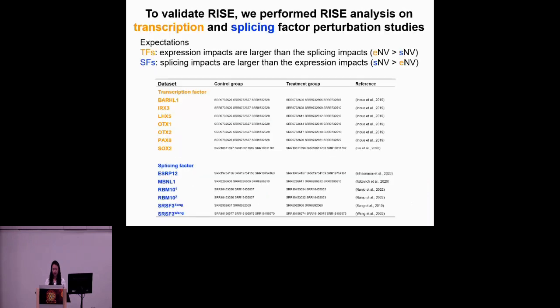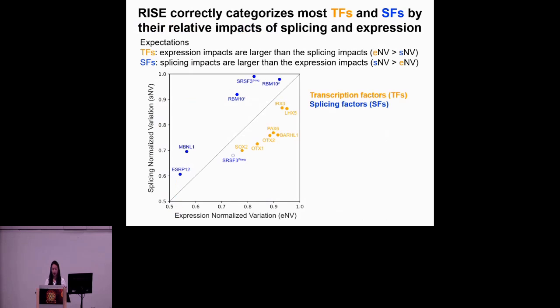In order to validate RISE, we performed RISE analysis on several transcription and splicing factor perturbation studies. Take a transcription factor as an example: when it is knocked down or overexpressed, you would expect to see larger changes in expression than in splicing. Likewise, we would expect the opposite outcome for a splice factor. So this is the summary result we got.